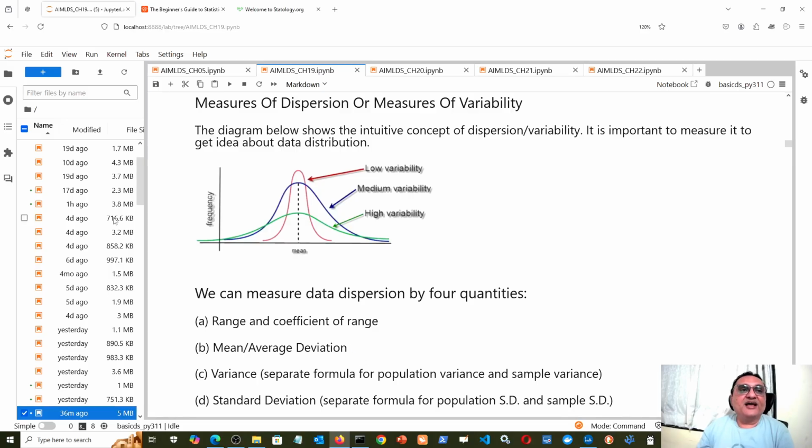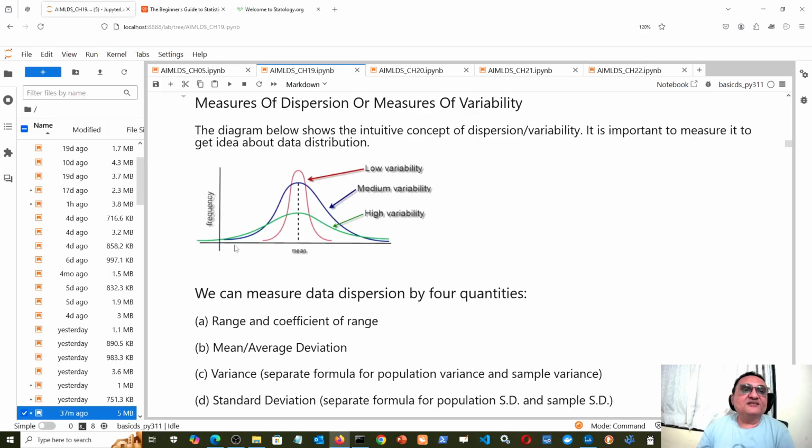So if I have three samples, all are normal distributions. One is this red colored sample, another is a blue colored sample, and another is a green colored sample. All are normal distributions. So that means for all, mean, median, and mode are the same. And their peaks are also exactly coinciding. This is the green peak, this is the blue peak, and this is the red peak.